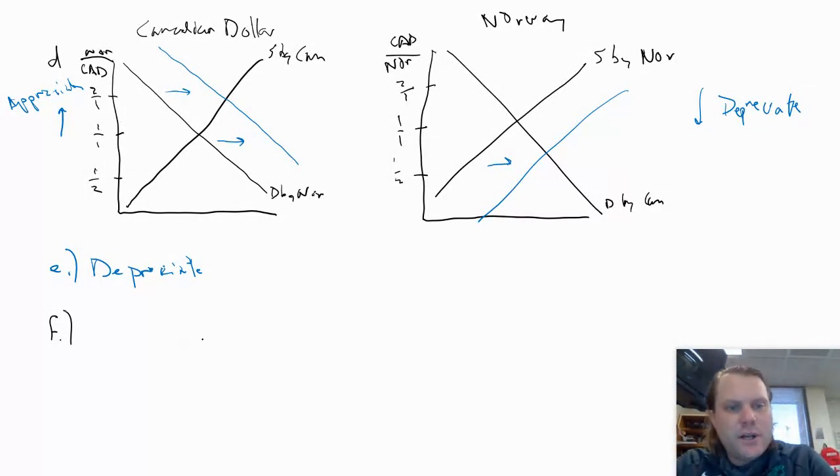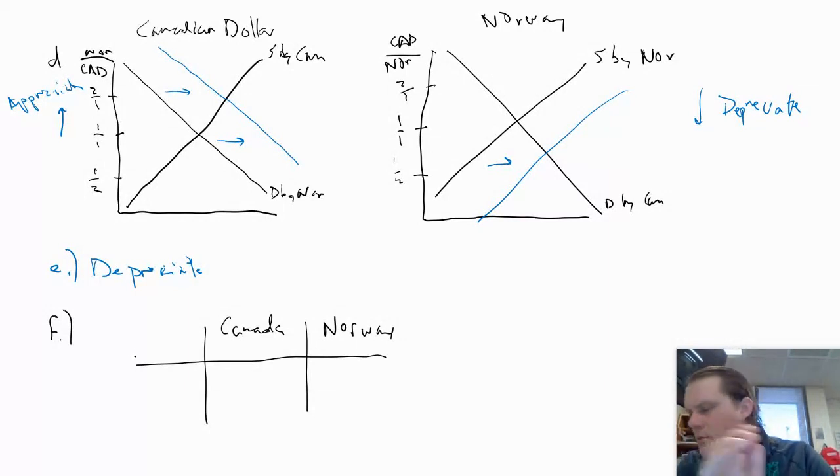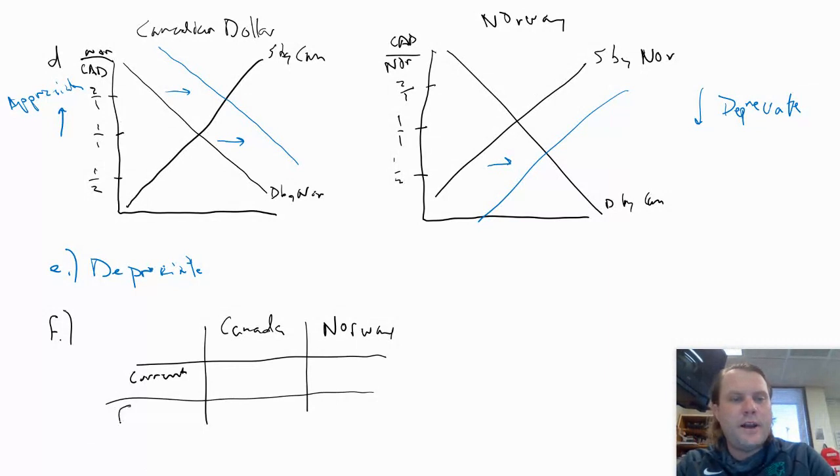And I'm going to just set up our little chart here. So we've got Canada, we've got Norway, and we've got current account. That's goods and services, right? Imports and exports. And we've got our financial account. Well, here's what we know. We know that in our financial account, Norway is sending money into Canada. So their inflows are greater than outflows.